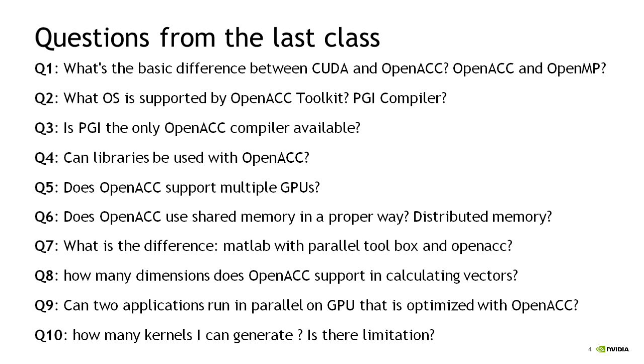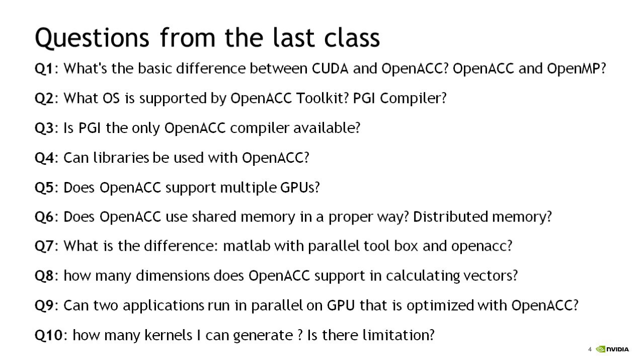Number 3, is PGI the only OpenACC compiler available? Absolutely not. There are other compilers that are out there. We just have been using PGI as an example. But examples of other compilers that are out there include Cray. And in the development branch, GNU now has an OpenACC compiler also.